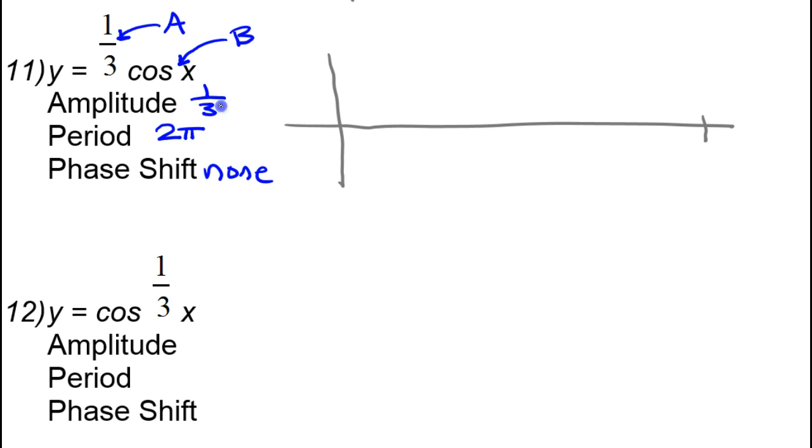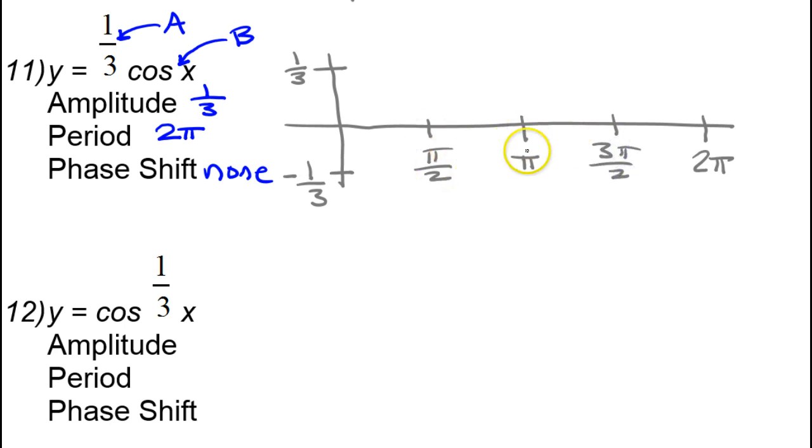Because the amplitude is 1/3, the graph is going to go up to 1/3 and down to negative 1/3. Because the period is 2 pi, I'm going to put 2 pi all the way over here. And for the critical values in the middle, I'm going to have pi. Half of that is pi over 2. And this should be 3 pi over 2.